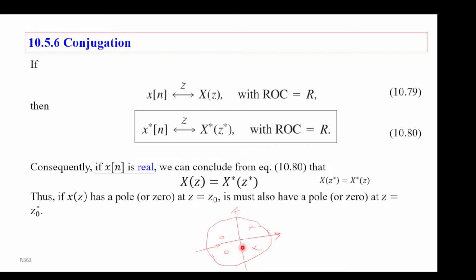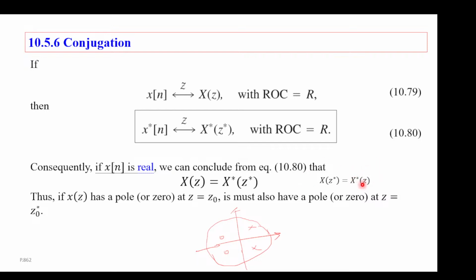So you say you have a pole here, and you must have a pole that's also here, at z star. Complex conjugation means that you flip around this real axis. And similarly, if you have a 0 here, you have a 0 here. Complex conjugation means you take a symmetry around this real axis. And the derivation is simple from this formula here.